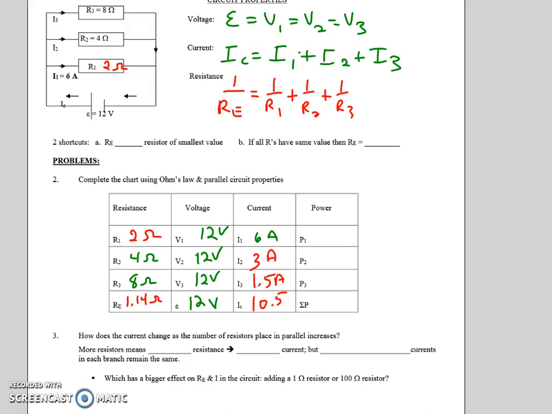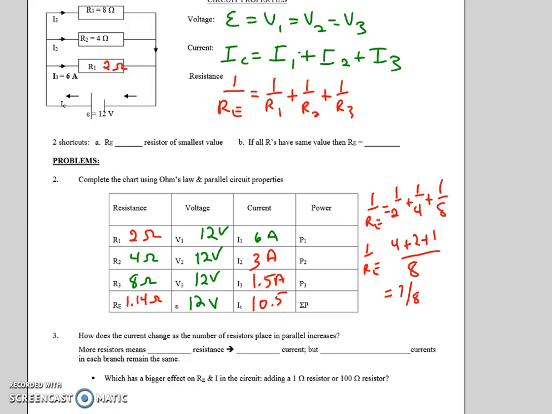I'm going to do it off to the margin. So what I'm saying is 1 over effective resistance of the circuit is 1/2 plus 1/4 plus 1/8. All right, you can do this on a calculator. I'm going to do a common denominator. So 1 over R effective, the common denominator being 8, is 4/8 plus 2/8 plus 1/8, and that equals 7/8.